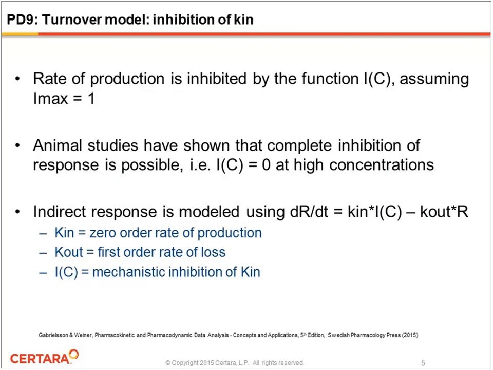Okay, so for the turnover model with inhibition of production, the rate of production is inhibited by the inhibitory function IFC, and the exploratory plot suggested that maximum inhibition is possible, so therefore the Imax will be set to 1. The indirect response is modeled using change of response versus change of time equals Kin times the inhibitory function minus Kout times the response, where Kin is the zero order rate of production, Kout is the first order rate of loss, and IFC is the mechanistic inhibition of Kin.